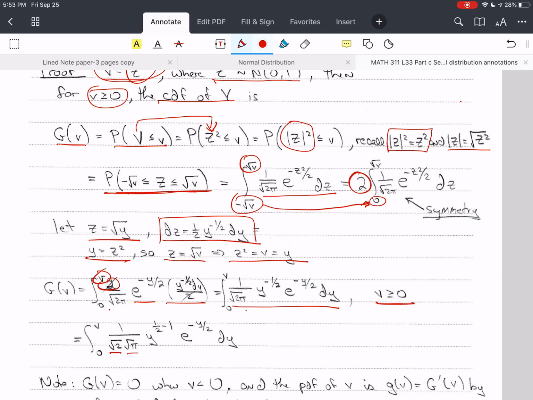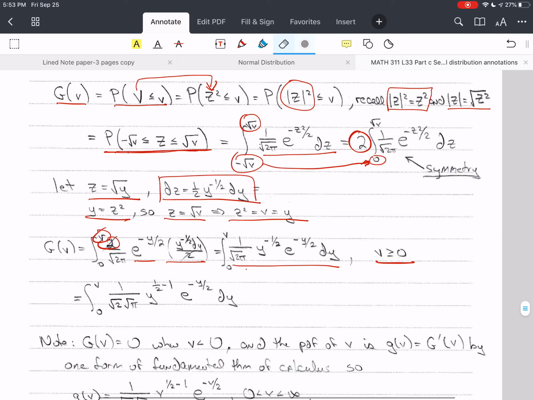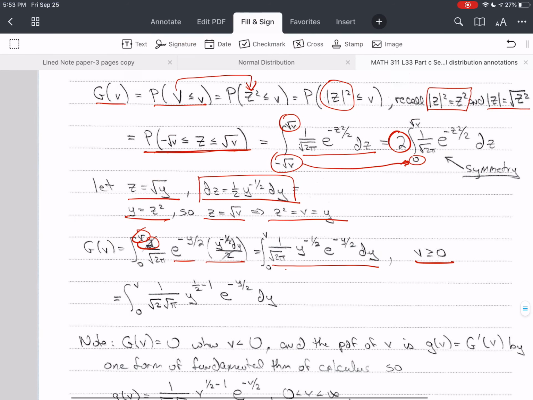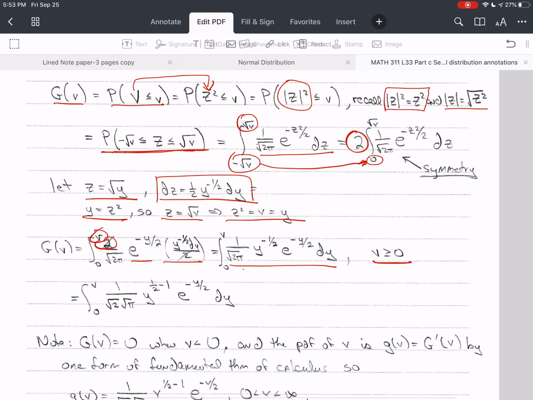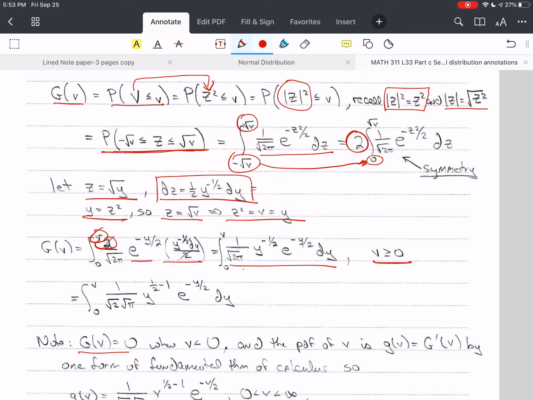So I'm going to try to make this look like something minus 1, because the chi-squared has r over 2 minus 1 in this exponent. And then I have the variable divided by 2, so theta is 2 up there. And so now I've made this pattern, the pattern of a gamma distribution. Note that g of v is 0 when v is negative.